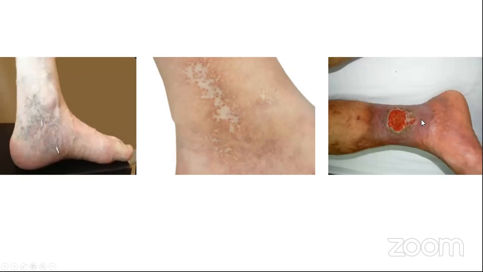There is hyperpigmentation, circular ulcers just above the medial malleolus in the gaiter area, chronic peripheral edema, and loss of hair. See here, there is hair, whereas here there is none. All these are changes due to chronic venous insufficiency and venous hypertension. The early stage is malleolar flare, then atrophic blanche, which progresses to venous ulcer.